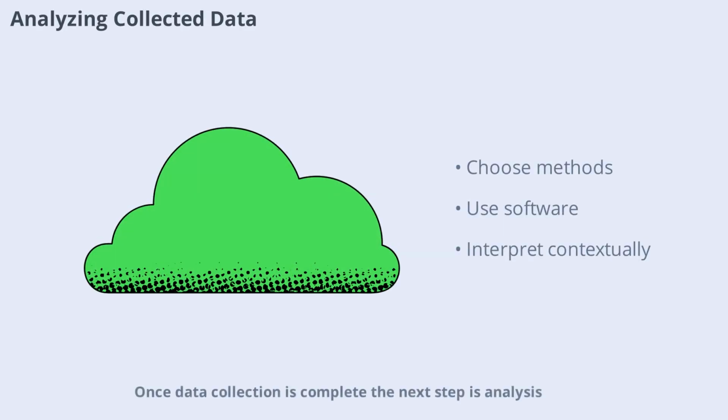Once data collection is complete, the next step is analysis. Choose appropriate statistical methods and software tools based on your data type and research question. Careful analysis uncovers patterns, tests hypotheses, and leads to meaningful conclusions. Always interpret results in the context of your experimental design.